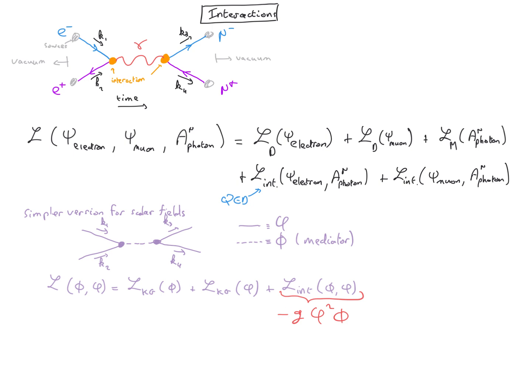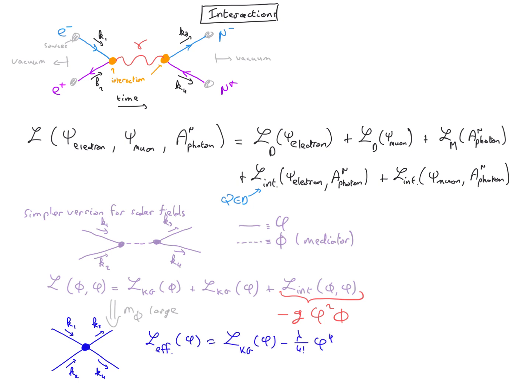But we can even simplify this problem further by assuming that the mass of the mediator is very large with respect to the typical energy scale involved in the reaction we are interested in. In that case, we showed that we can integrate out the field for the mediator, and we end up with an effective field theory which only depends on the field small phi. We saw that in this case the effective field theory reduced to the so-called phi-4 theory.